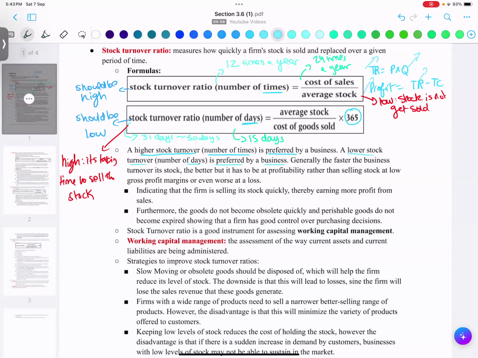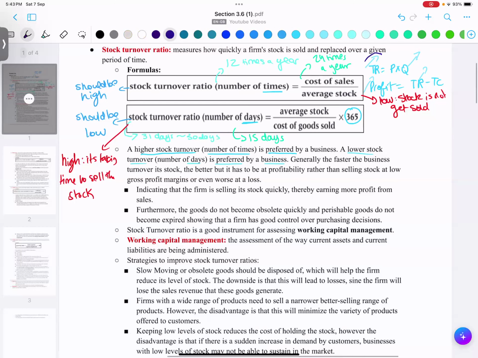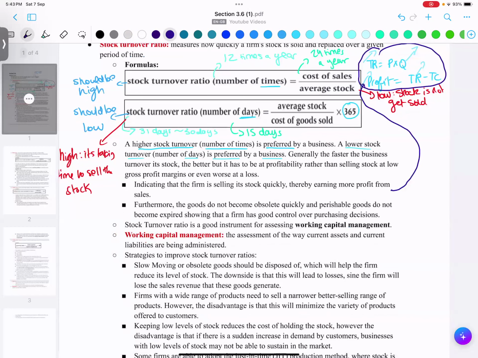Generally, the faster the business turns over its stock, the better it is at profitability, rather than selling stock at low gross profit margins or even worse, at a loss. Like I explained, the faster they sell the stock, the better, because that will generate more profit. It indicates that the firm is selling its stock quickly, thereby earning more profit from its sales, exactly like I explained here.